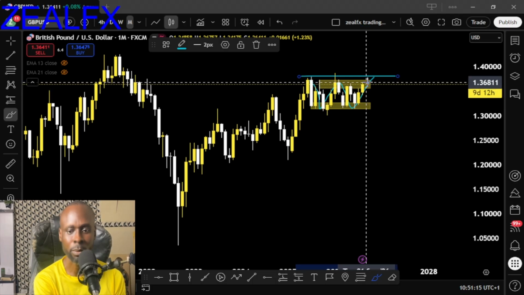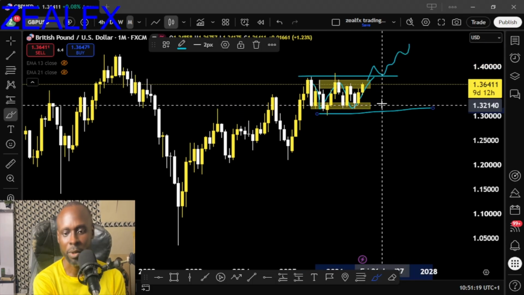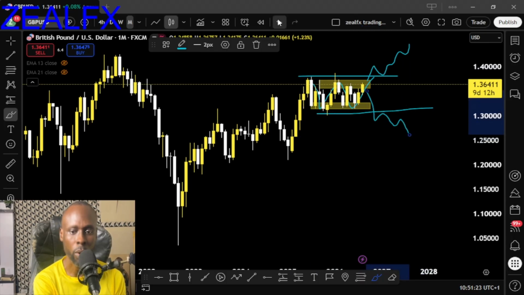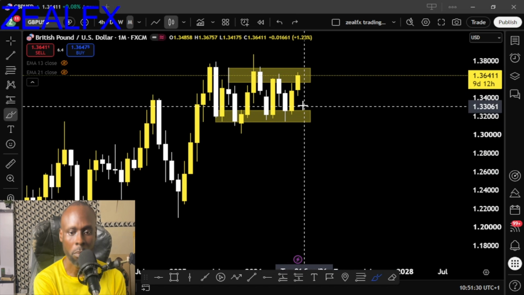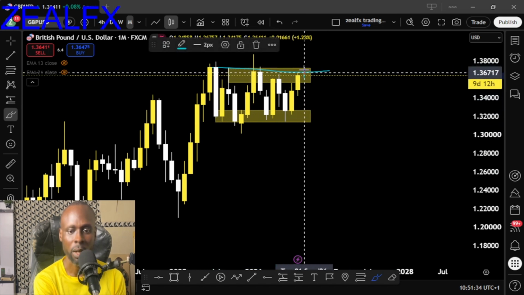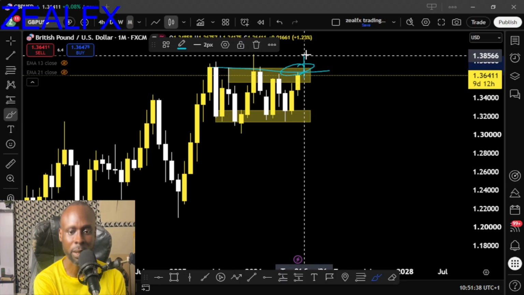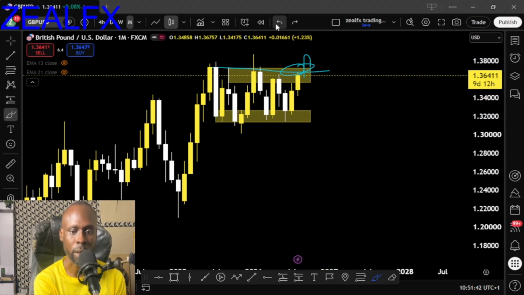So we expect price to break for us to start looking for more buy. If price breaks below, expect price to start looking for more sell. So we are currently in a ranging market on the monthly time frame, and the current month supports more buy for the Pound USD to this resistance level. So price has hit this resistance level as our target. So let's expect a break, or we start looking for a possible selling opportunity for the Pound USD.